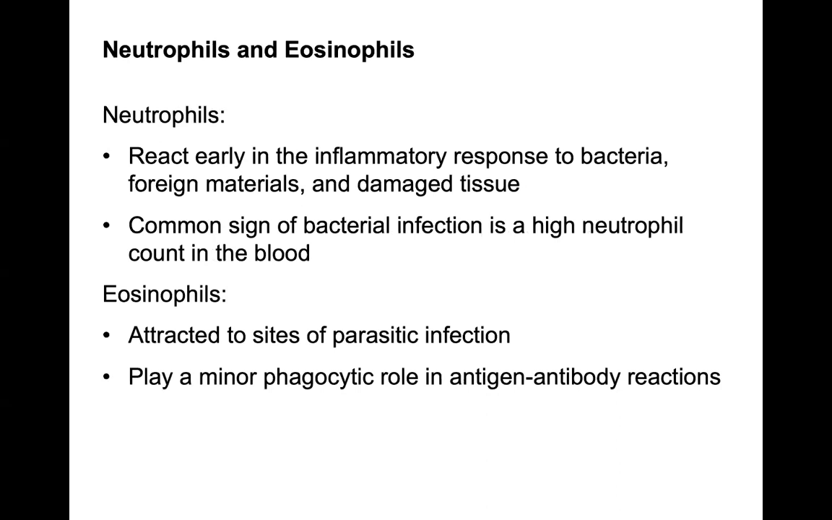Neutrophils, these are white blood cells that react early in inflammatory response to bacteria, foreign materials, and damaged tissue. A common sign of a bacterial infection is you will actually see in a white blood cell count a very high neutrophil count in the blood. Your eosinophils, these are attracted to sites of parasitic infection. They play a minor role in phagocytic antibody-antigen reactions.